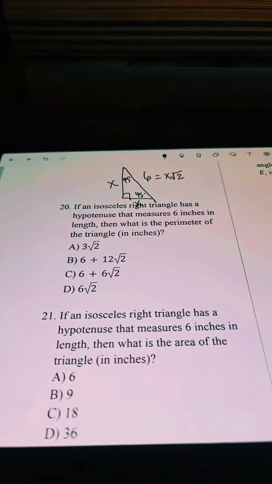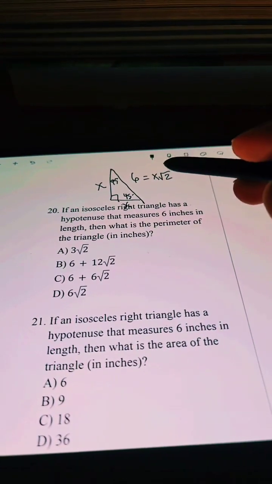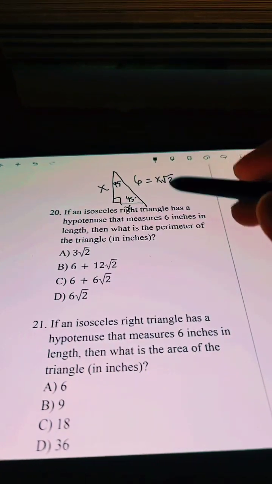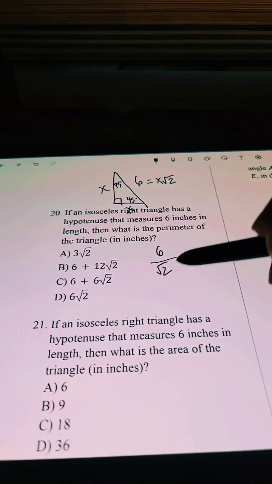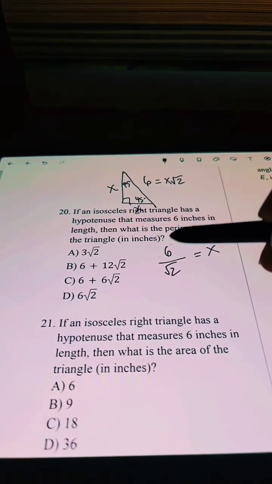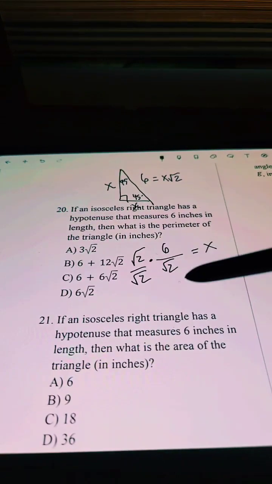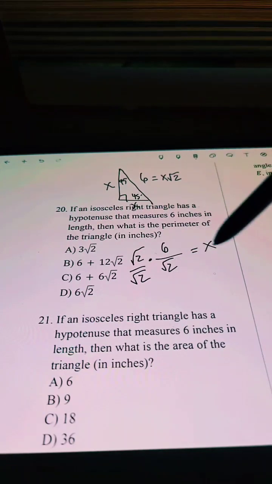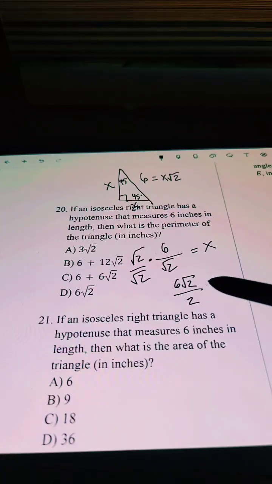You could use Pythagorean theorem also, I guess, if you wanted to do that, but I feel like this would be faster. I mean, it depends on you. So I'm going to solve for x this way, and then once I have x, just add up all the sides to get the perimeter. So I'm going to divide by root 2 on each side, so then I'm going to have 6 over root 2 is equal to x. Now remember, we don't like having radicals on the bottom in math, so to get rid of it, we have to multiply by root 2 over root 2. And then that's going to give me 6 root 2. Oh, let me write that better. That's terrible. That's going to be 6 root 2 over 2 is equal to x.